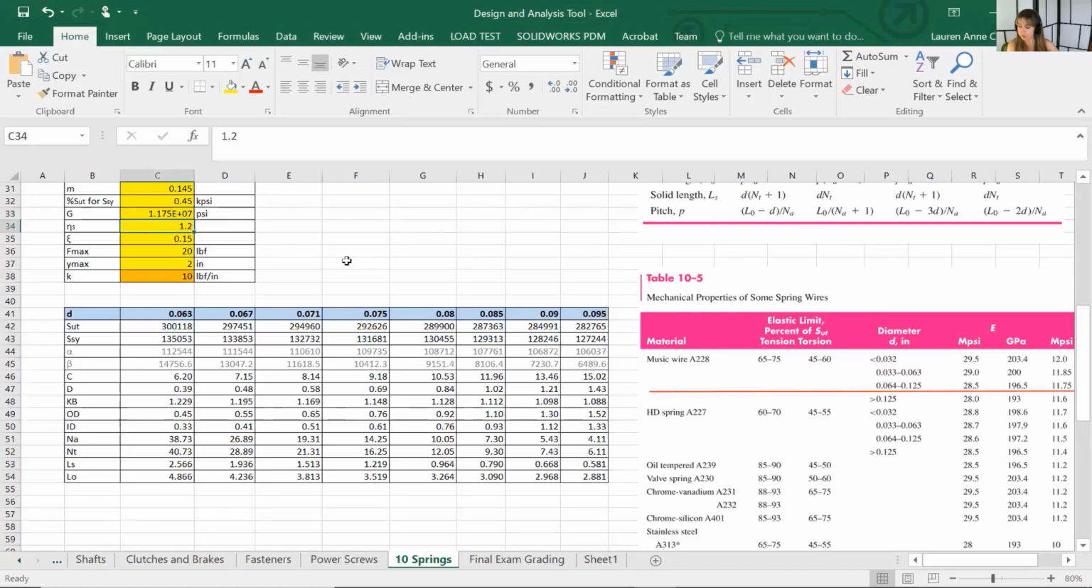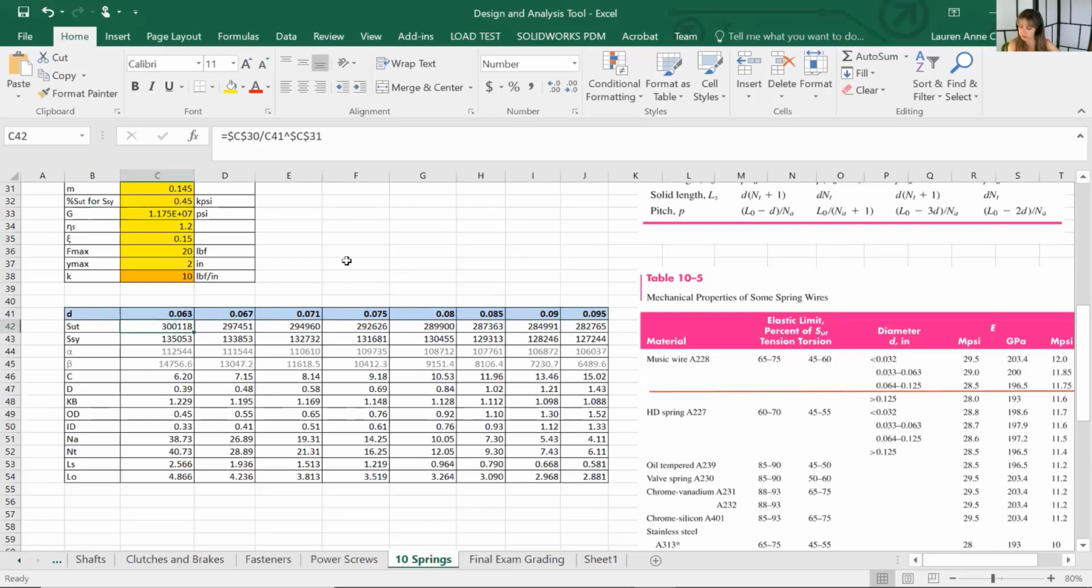Factor of safety at closure, 1.2. That's the minimum. Fractional overrun to closure, which I guess is technically xi, not z. So whatever, xi. I said it's 0.15. F max is 20 pounds. This comes from the problem statement. The spring is supposed to support 20 pounds after being compressed 2 inches. So that 2 inches is our Y max. And based on our F max and our Y max, we get our spring constant K. So the table shows a range of diameters, 0.063 to 0.095.